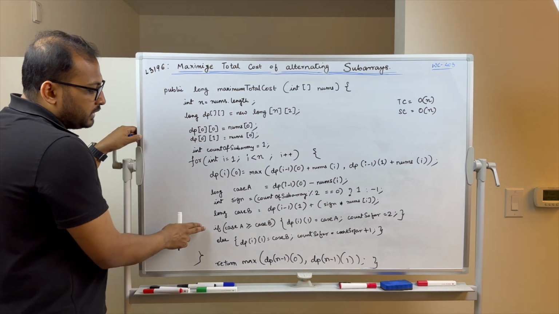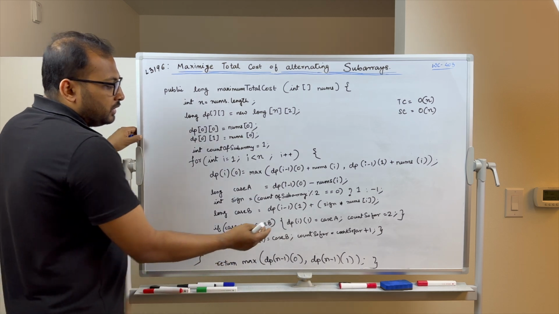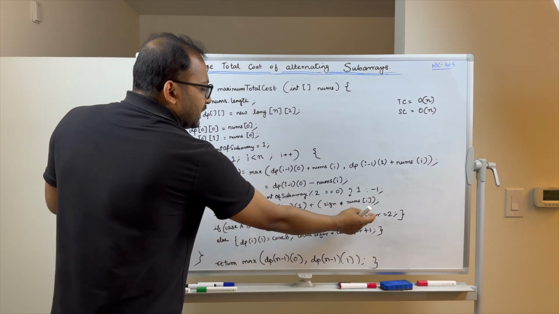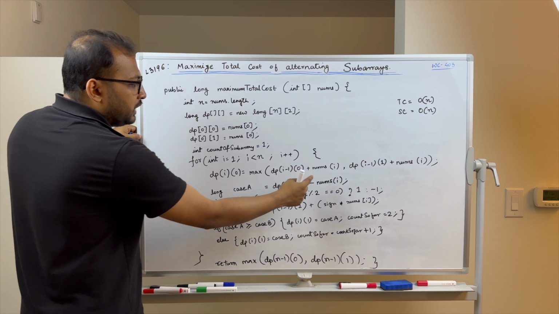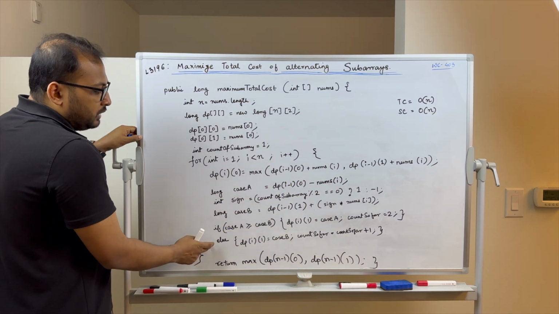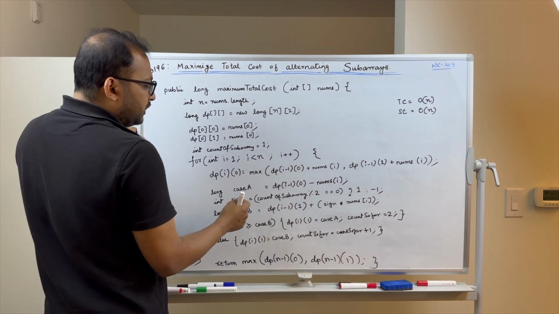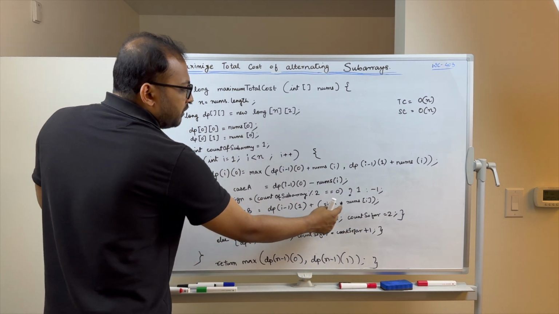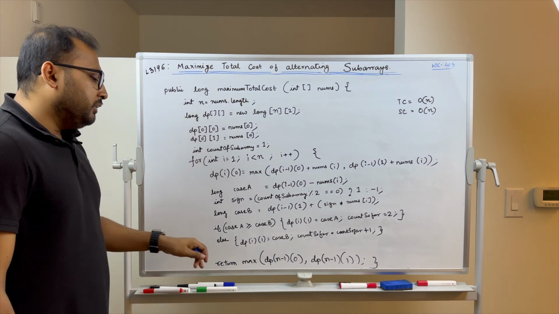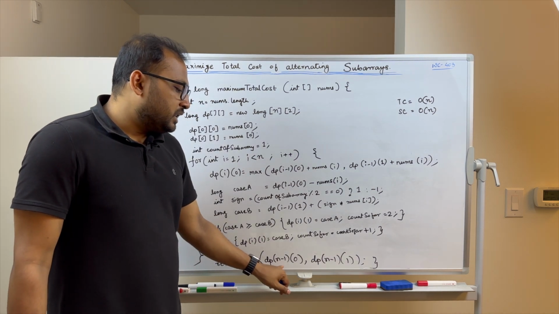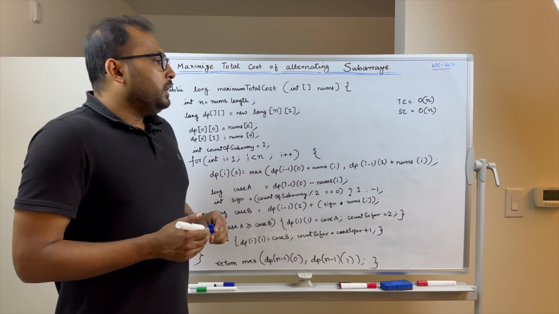Okay. So if case A is greater than case B, that means dp of I,1 has to be case A, and we just have 2 elements, the previous element and the current element nums of I. Else dp of I,1 is case B, and the count of elements so far will just be incremented, because we already had this many elements and we have one more element now. Finally we return the maximum of dp of n minus 1,0 or n minus 1,1.